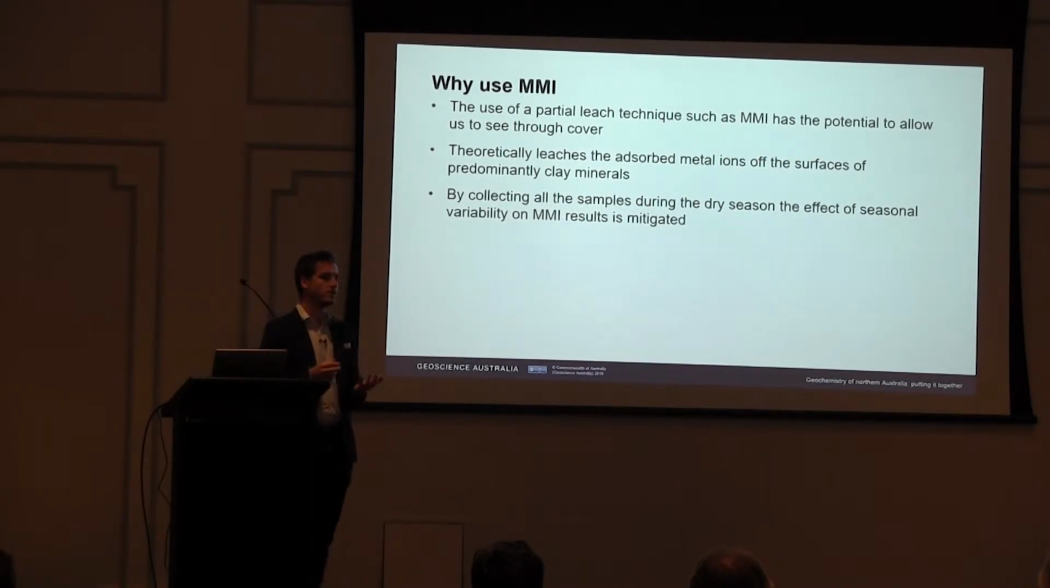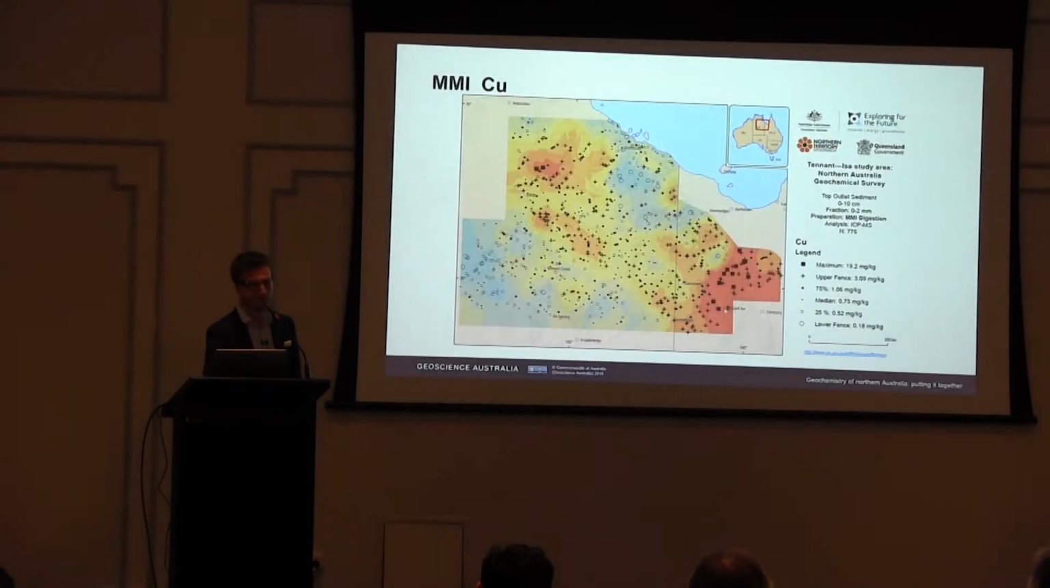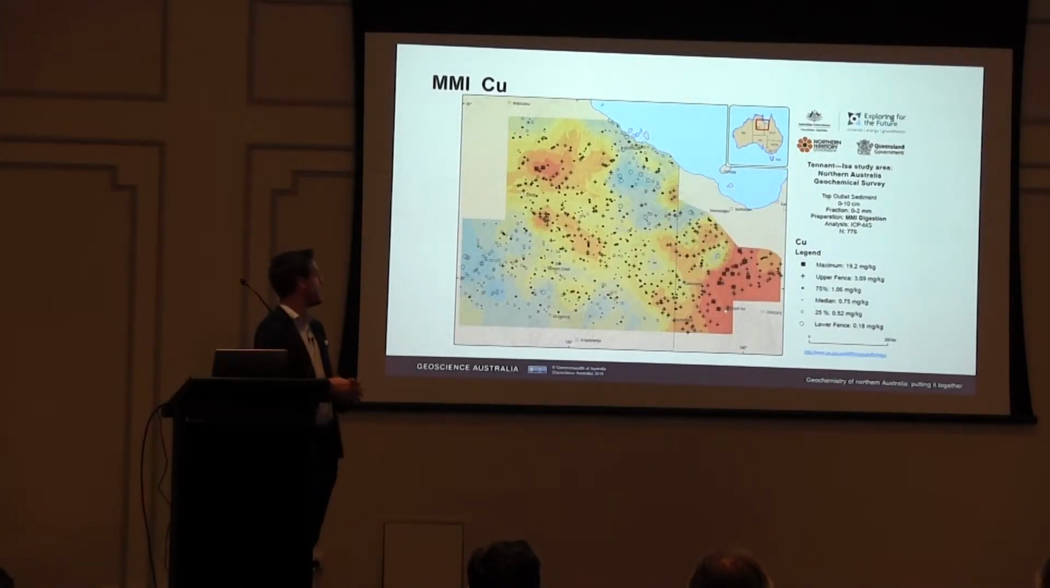There is also a very strong seasonal effect on things such as MMI or these other weak partial leaches, in that the wet and dry season has an almost order of magnitude difference between the results you'd see. So we collected all of our samples in the dry to try and mitigate this effect. So to get into some results now, this is the results of MMI copper.